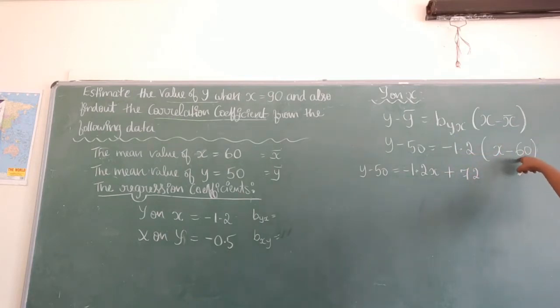1.2 into 60 will be 72. How? You multiply with your calculator, you will get the same value, 72. Okay, 1.2 into 60 is 72.